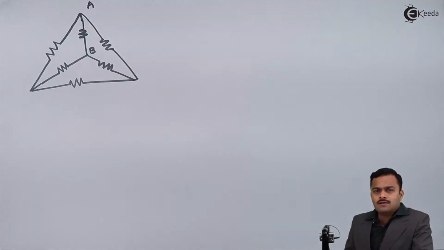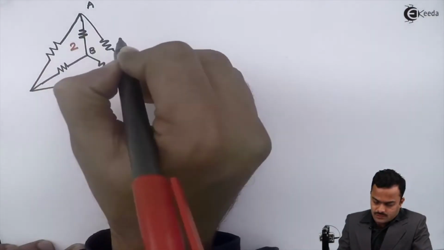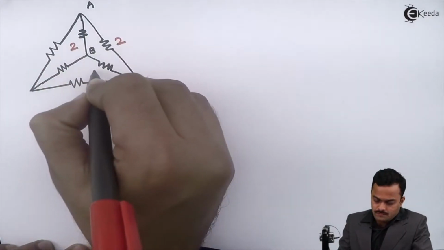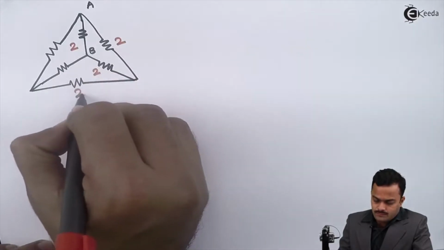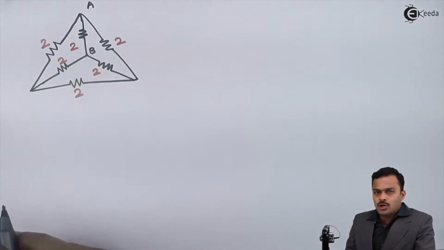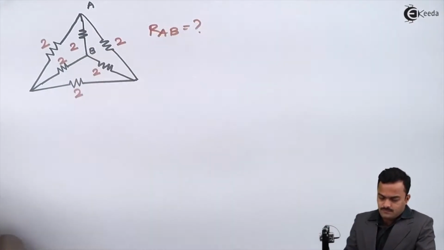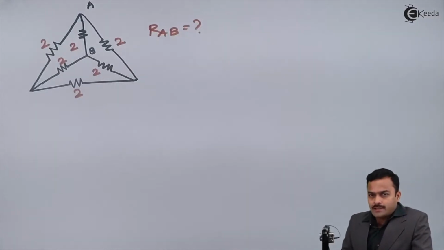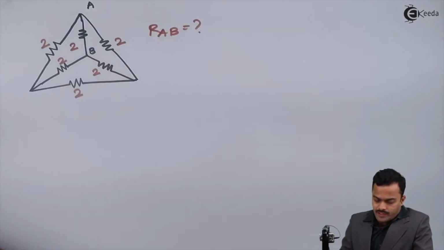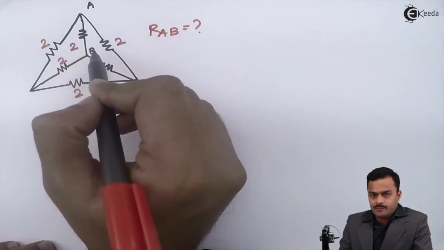Let's consider all the resistors will have the same value. So 2 ohm, 2 ohm, this 2 ohm. Our job is to find out RAB. One thing I would like to discuss over here. See here, whenever we have to find out RAB, obviously we cannot touch A and B points.